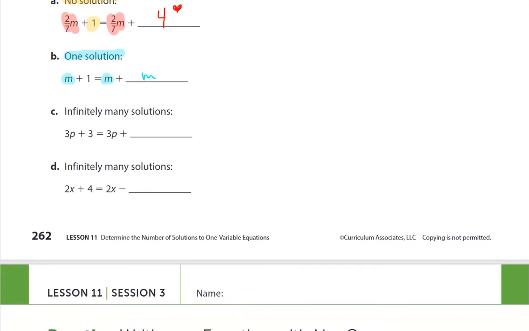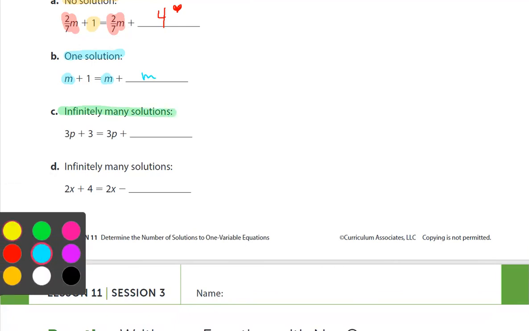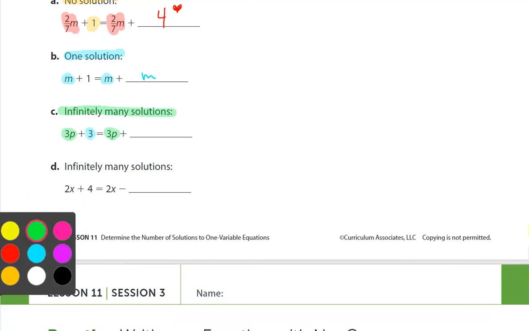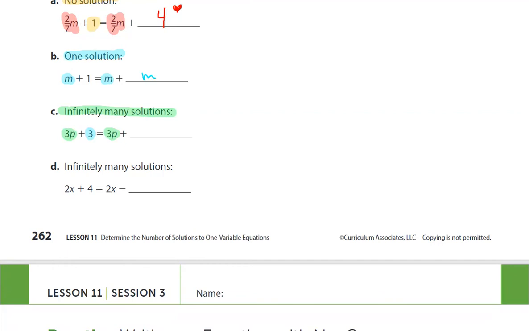There you go. And then we want this one to have infinitely many solutions, which means they need to be completely equal on both sides. So the variable terms are already equal. We just need to make the constants equal. So what constant is equal to 3? Oh yeah, that's 3. 3 is 3.